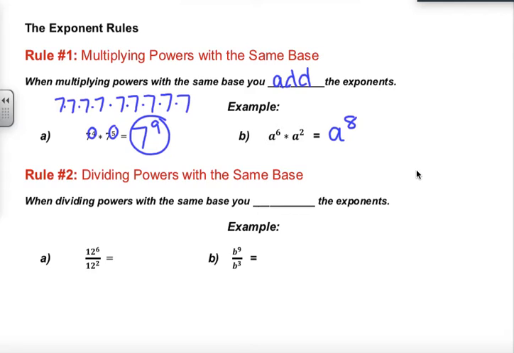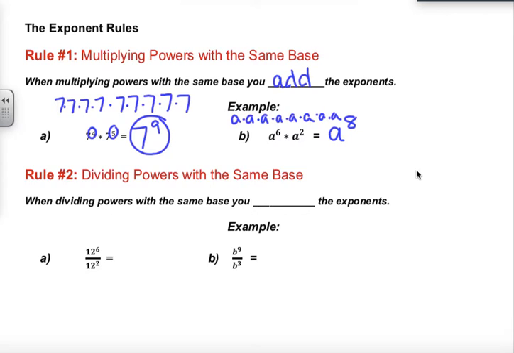And just because this is our second example ever, I'm just going to show you a to the 6th power is a times a times a times a times a. We're going to need one more. And a squared is a times a. There's 8 a's altogether. That's where this comes from. But no need to do that if you can just use these rules.